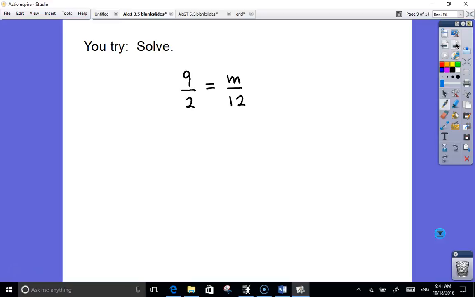Okay, what do you multiply by? 12 times 12. Right, these 12s cancel, and then you put all that in the calculator, and you got what? 54. Right, 2 goes into 12, 6 times 9 times 6 is 54.